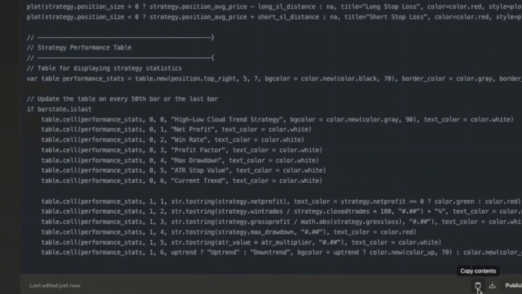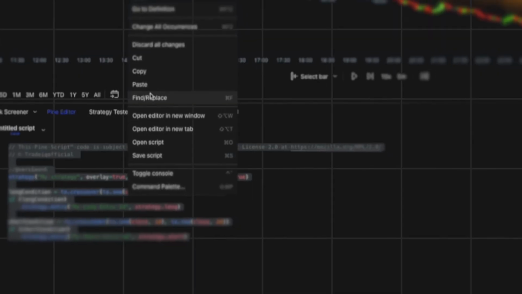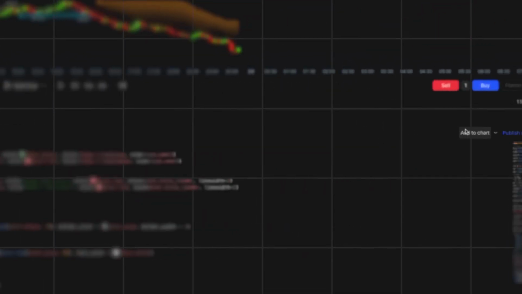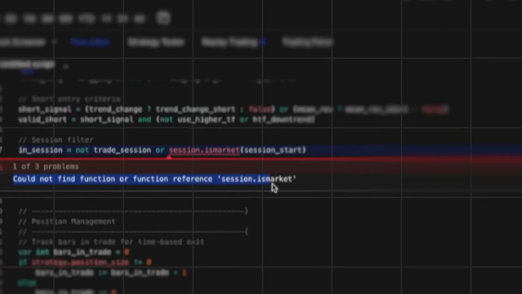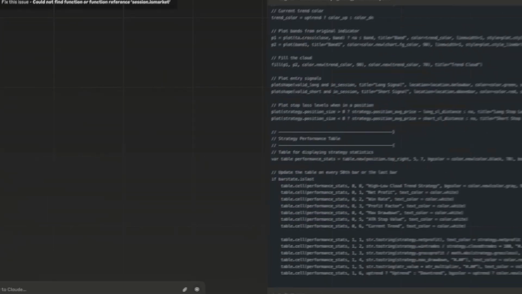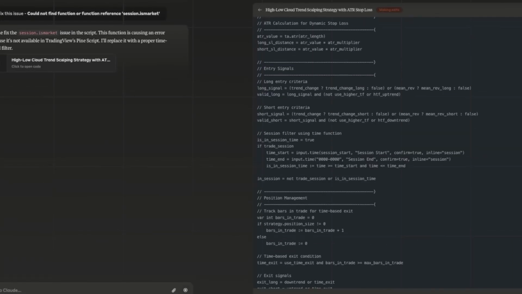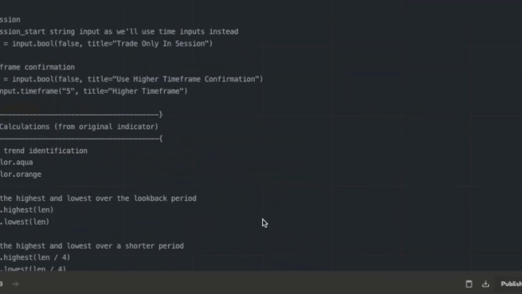Perfect. Let's copy this code, open a fresh strategy script, wipe the default code, and paste in our custom scalping algorithm. It looks like the strategy isn't executing trades as expected. No worries. This is actually normal during development. I'll ask Claude to troubleshoot and fix the issue. What truly blows my mind is how good this AI is at coding in general. It definitely beats ChatGPT.